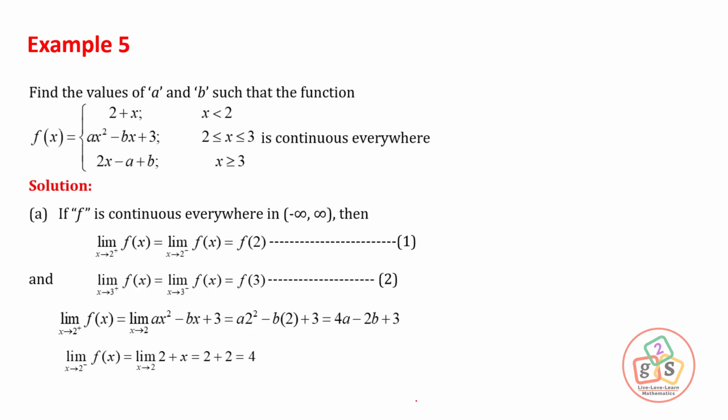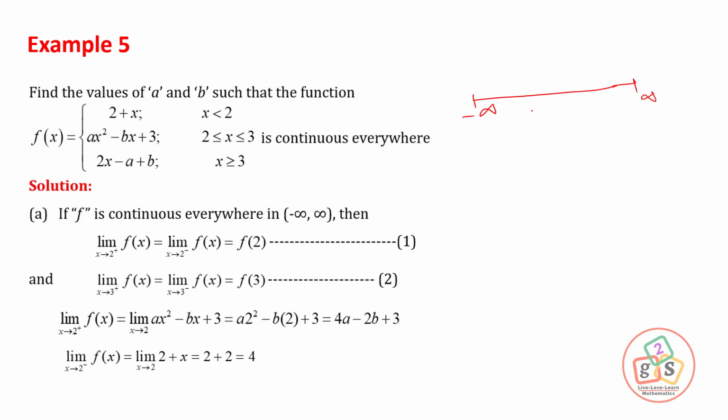Fifth problem: find the values of a and b such that the function f of x is continuous everywhere. Everywhere is nothing but the real line, minus infinity to plus infinity. So we need to find the two constants. Here also we take the whole real line, minus infinity to plus infinity.